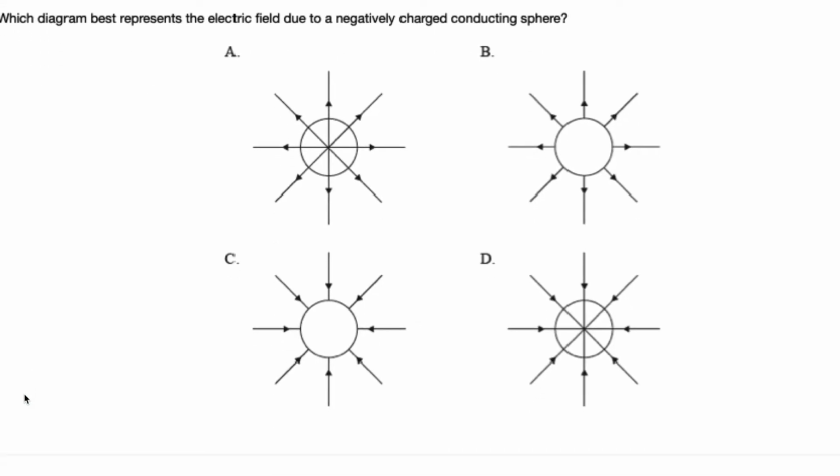Which diagram best represents electron flow due to a negatively charged conducting sphere? So it's going to radiate inward. B is the correct answer because there should be no electron flow inside the conducting sphere.